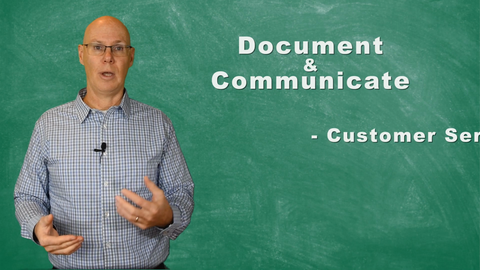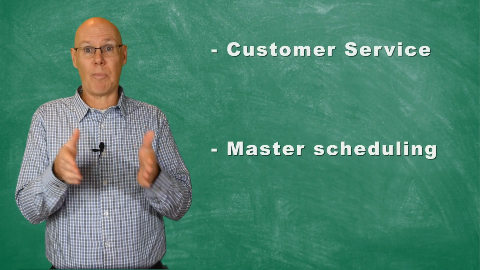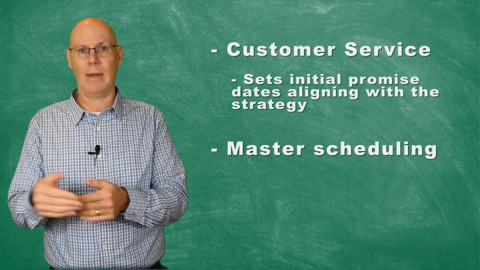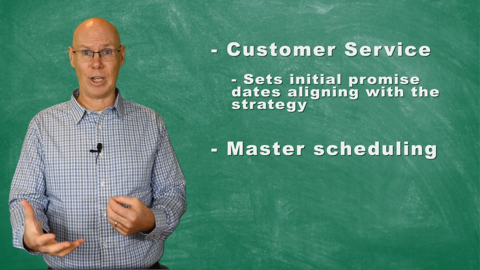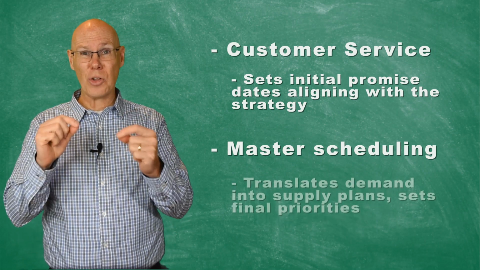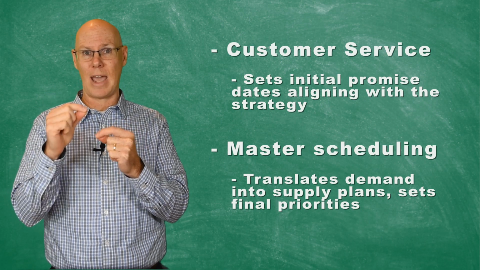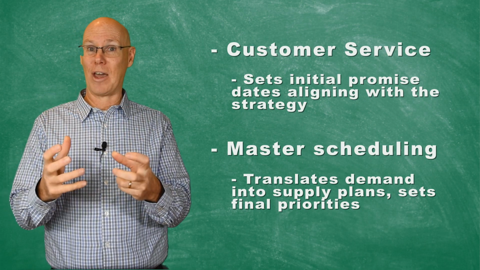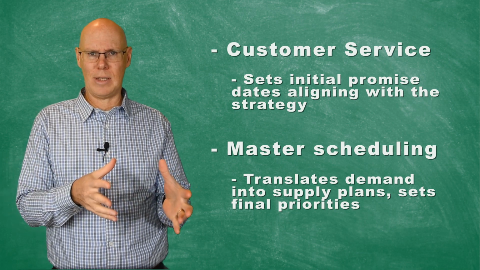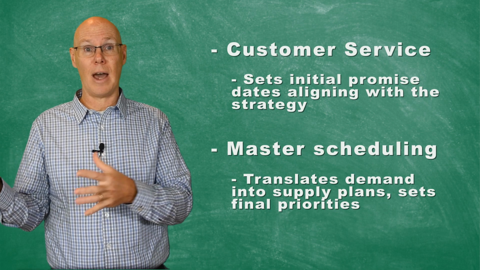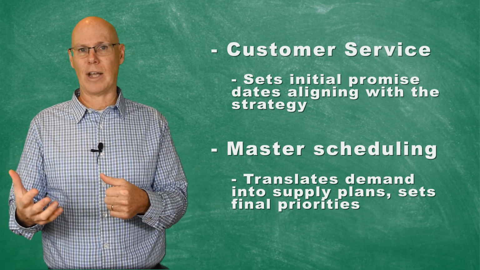This includes customer service and master scheduling. Customer service is where promise dates are first typically set. These promise dates should align with your strategy. Master scheduling also needs to know, as they ultimately are the ones that translate the demand into the supply plan at the execution level and set the final priorities. And finally, operations needs to know where you have set these lead times, as this will impact the other buffers that are being set, such as finished goods inventory and manufacturing flexibility.